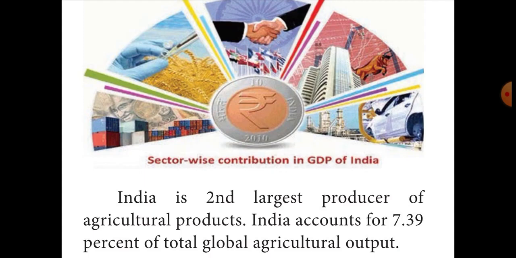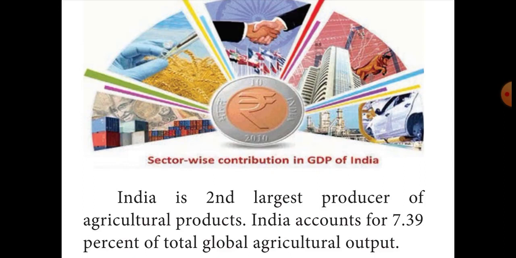India is the second largest producer of agricultural products. This is a one word question, so mark it. Okay, students, India is the second largest producer of agricultural products. India accounts for 7.39% of total global agricultural output. Listen very carefully: India is the second largest producer of agriculture. How? India alone accounts for 7.39% of total global agricultural output.